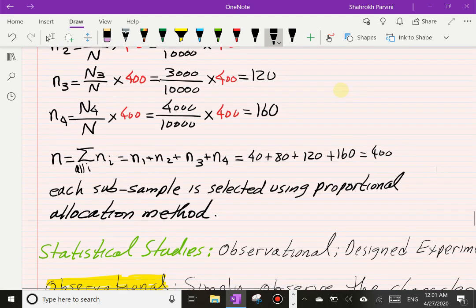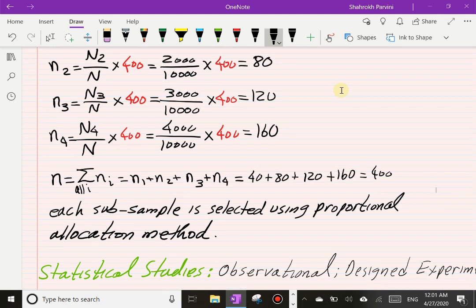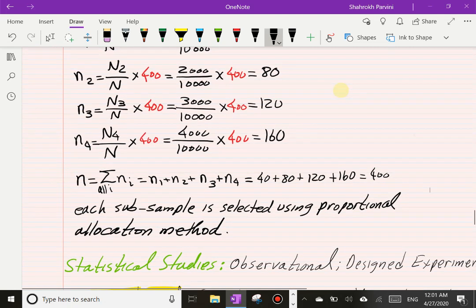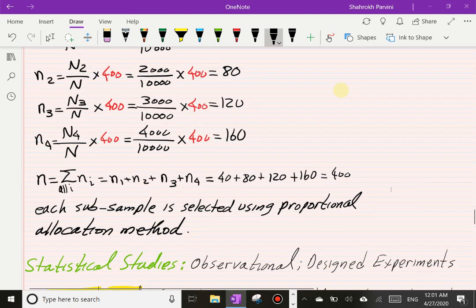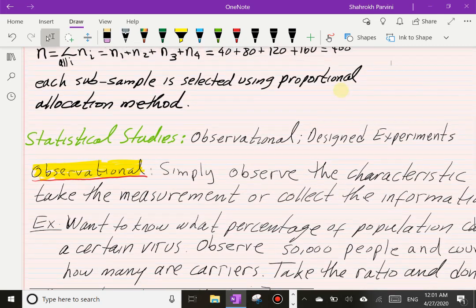Now, next we're going to look at the types of statistical studies. We're almost near the end of our video now, or the lecture, I should say. When it comes to statistical studies, there are two types: observational studies and designed experiments. So, what's the difference between them?